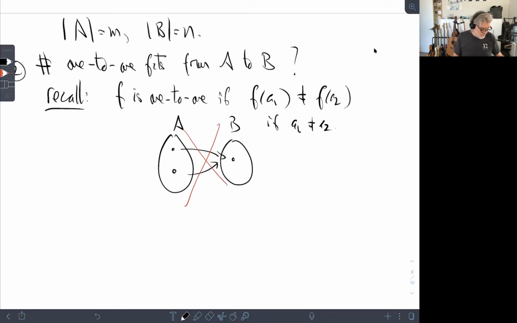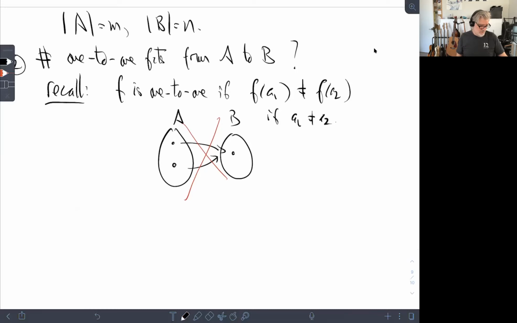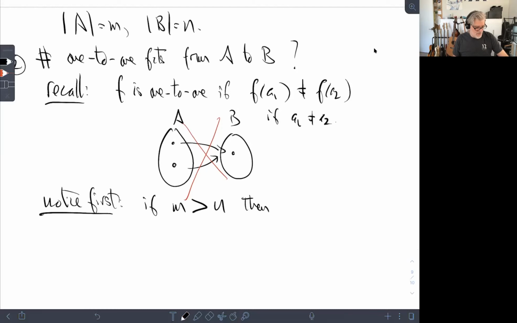Okay, but that's a good way of seeing this problem. But you have to be careful, because there is a requirement here. So look at this little picture I just drew. If A has two elements and B has only one element, are you going to find any one-to-one functions from A to B? That doesn't look possible, right? So notice first, okay, that if m is greater than n, then there are no such functions.